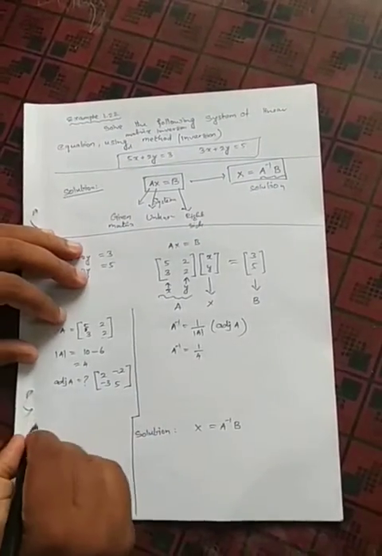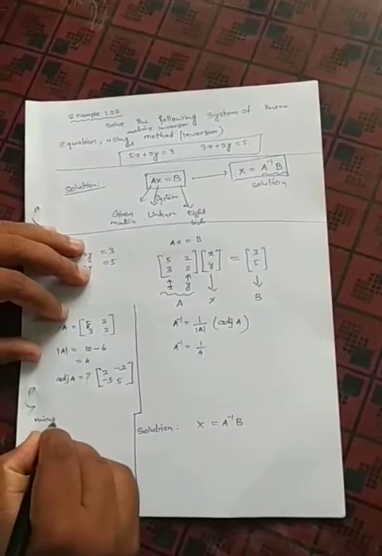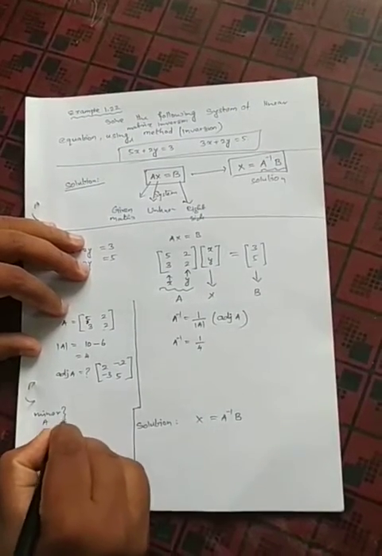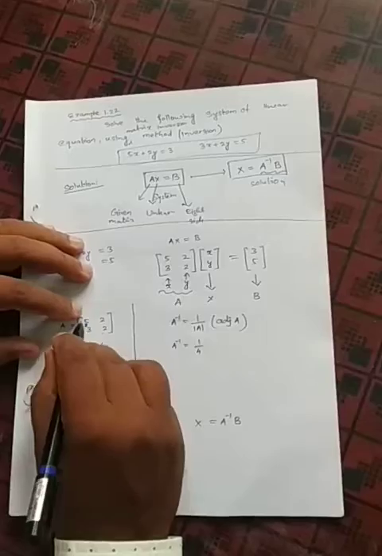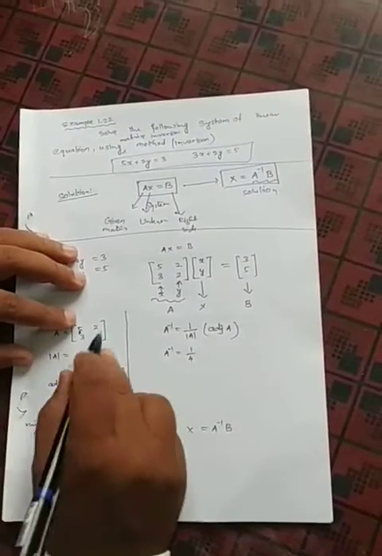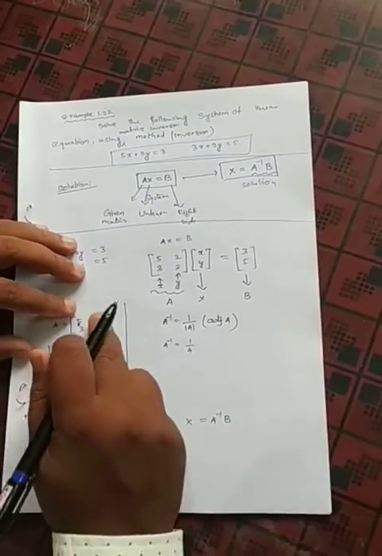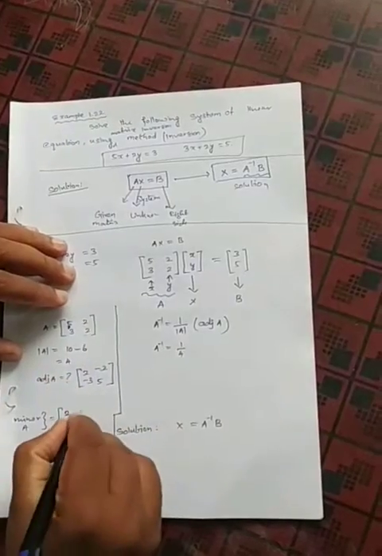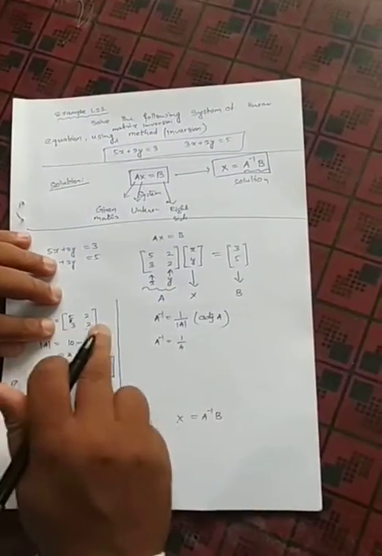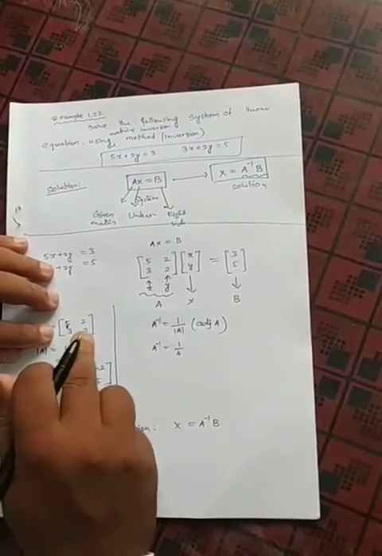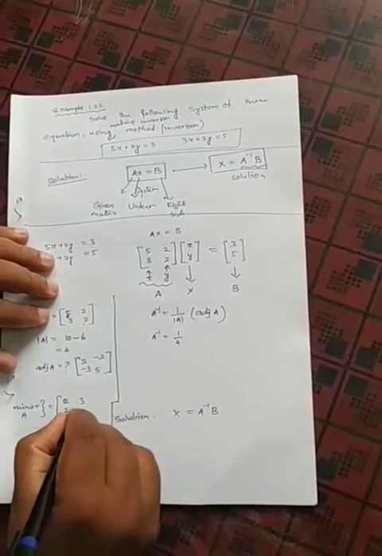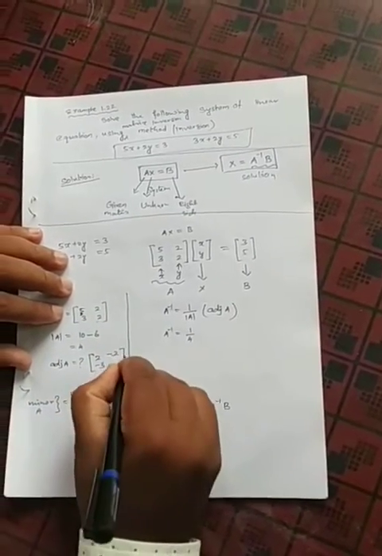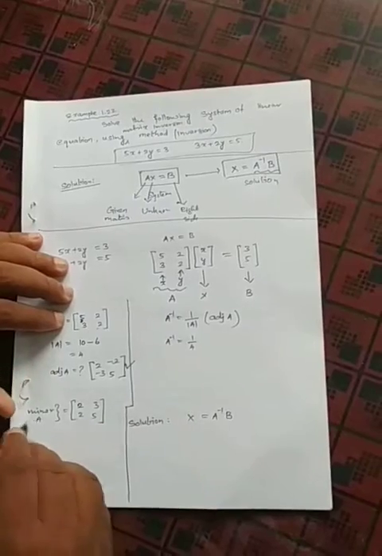Or else you find the minor matrix for A. What's the minor of A? For this minor, delete this row and this column, 2 will come. For this minor, delete this row and this column, 3 will come. For this one, delete this row and this column, 2 will come. For this one, delete this row and this column, 5 will come. I have written the answer already, but I am just doing the minor.